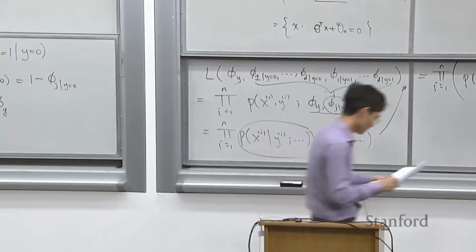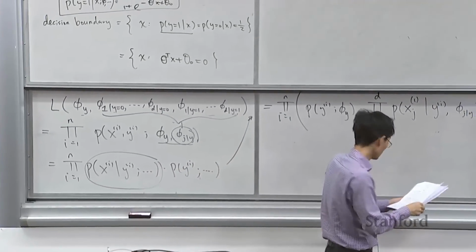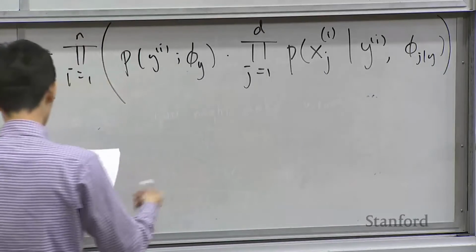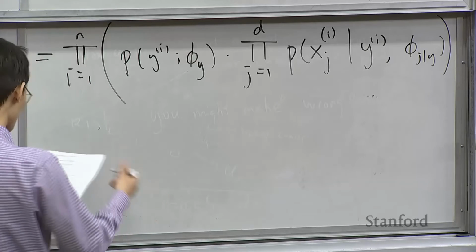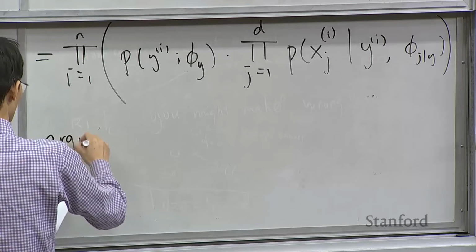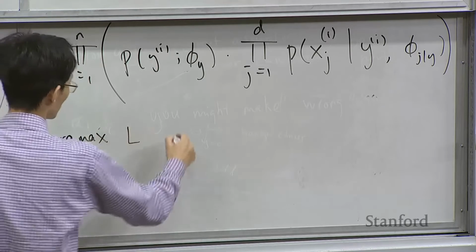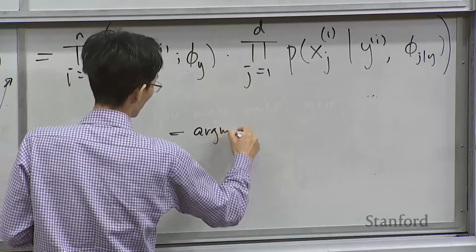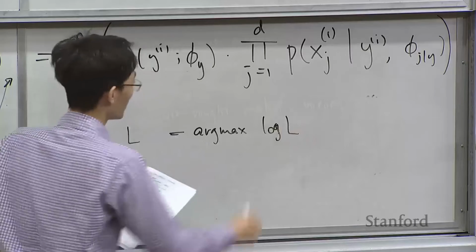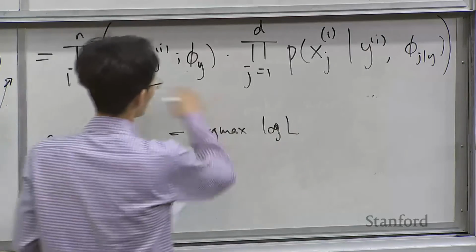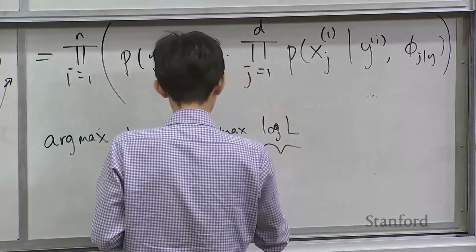Okay, cool. So I guess you can expect what we're going to do. We're going to maximize this. And we know that if you maximize this, suppose let's call this L, then maximizing L is the same as argmax of log L. And log L is going to be a sum of the log of this probability. So log L will be a sum.